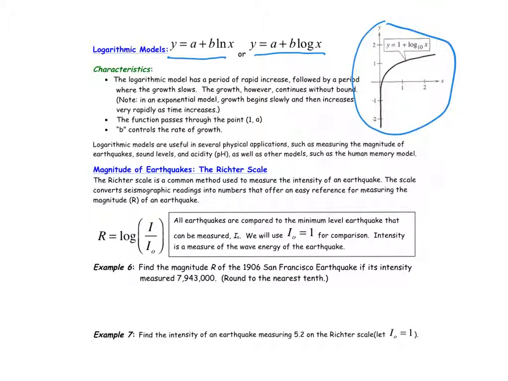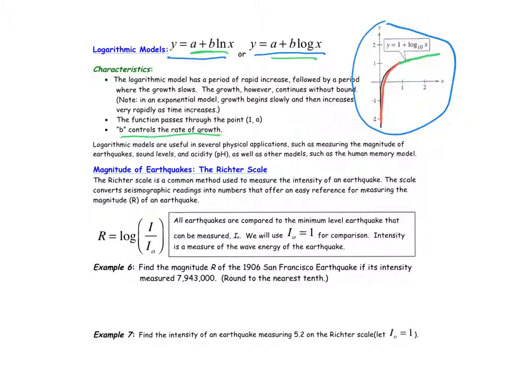In a logarithmic model, you have a period of rapid increase, which would be this portion here, followed by a period when there's slower growth. But growth continues on forever in these models. The function is going to pass through the point (1, a) because we have a plus b times ln x and a plus b log x. And b, the value of b, controls the rate of growth.